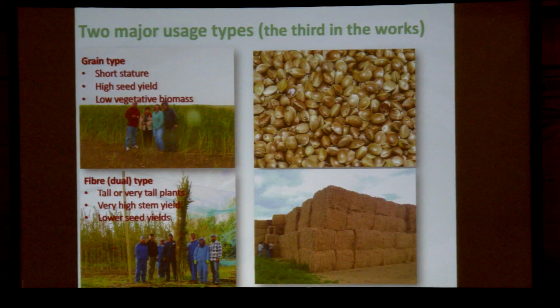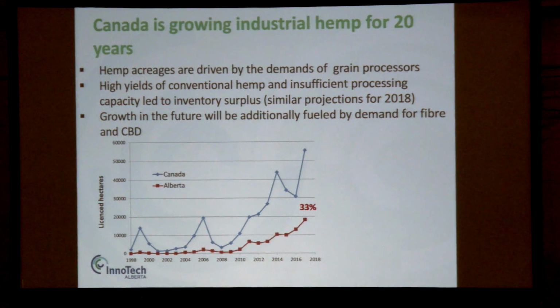The other usage type that I distinguish is grain, fiber or dual purpose type. Look at the size of these plants. This is our variety Silesia, tall or very tall plants. Stem yield is very high, consequently yield of fiber, and often they have lower seed yields, but sometimes not necessarily. And again, Keith, you may recognize your fiber. This is Roland Seeds fiber. And I also said that we have the third usage type in the works. This is the usage type for varieties that will be grown for cannabinoids.